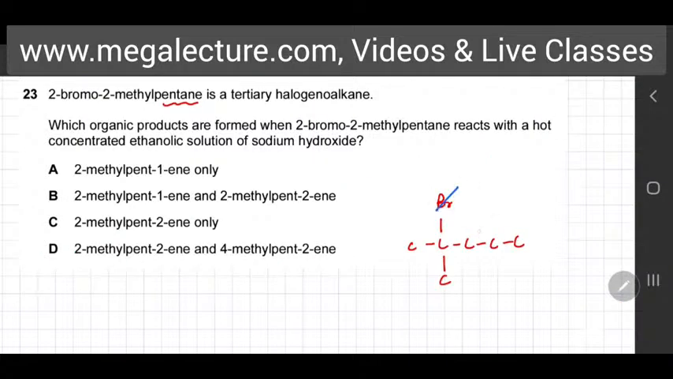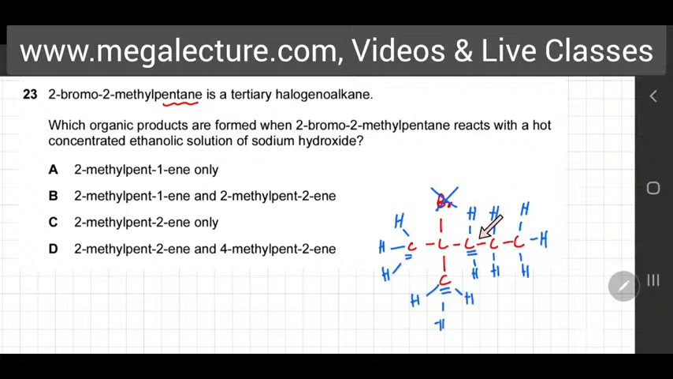The bromine is going to get removed and a hydrogen is going to be removed from the neighboring carbon atom. So one hydrogen will be removed, and I've drawn the hydrogens now. One hydrogen will be removed from the exact neighboring carbon atom, which in this case would either be this carbon atom, so the H will go from this one and the double bond will be at this position, or it could be this hydrogen atom, the neighboring one, removed from this carbon atom, and the double bond will be at this position.